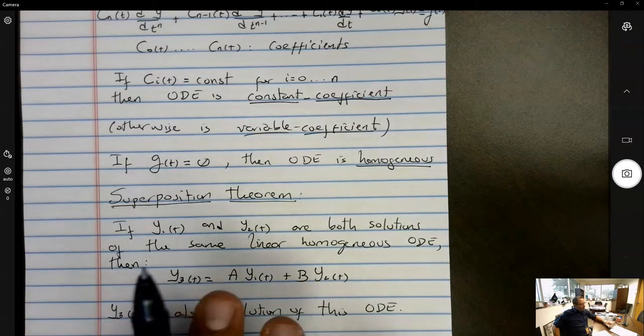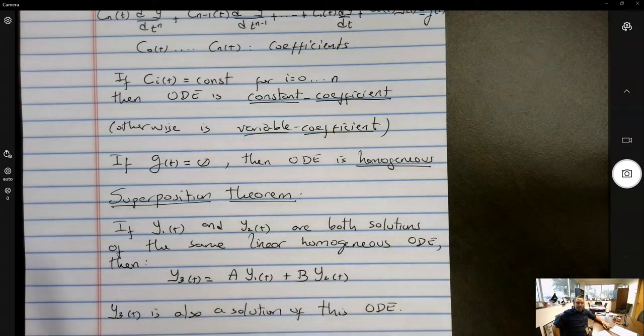So this is a very powerful theorem. Seems pretty simple, but we'll use it to construct very complicated solutions that otherwise wouldn't be accessible to what we're trying to do.